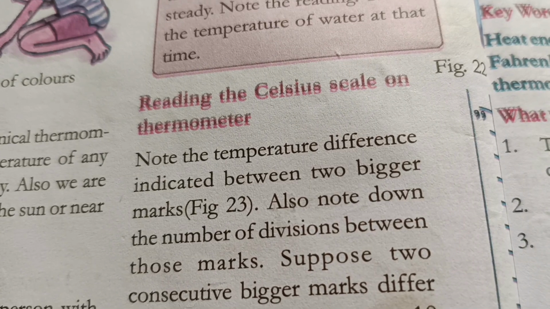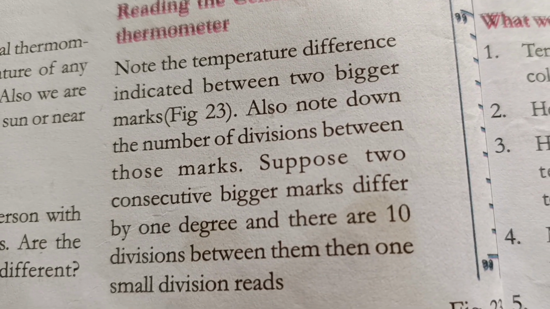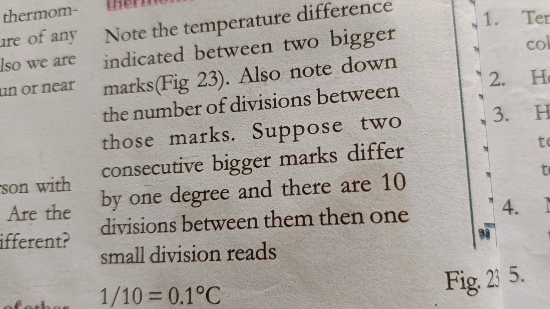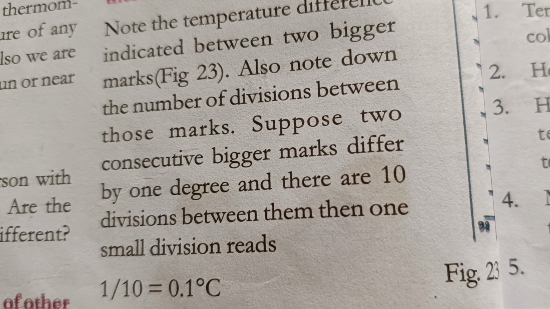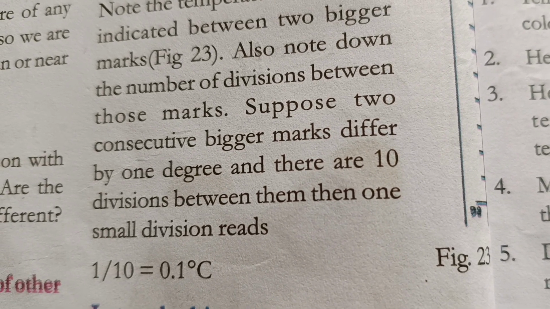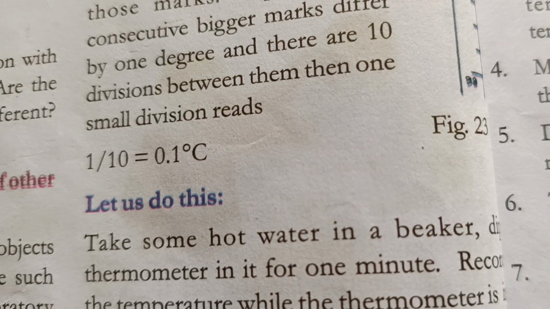Reading the Celsius scale on the thermometer. Note the temperature difference indicated between two bigger marks. Also note down the number of divisions between those marks. Suppose two consecutive bigger marks differ by 1 degree and there are 10 divisions between them, then one small division is read as 1 by 10 equals 0.1 degree Celsius.